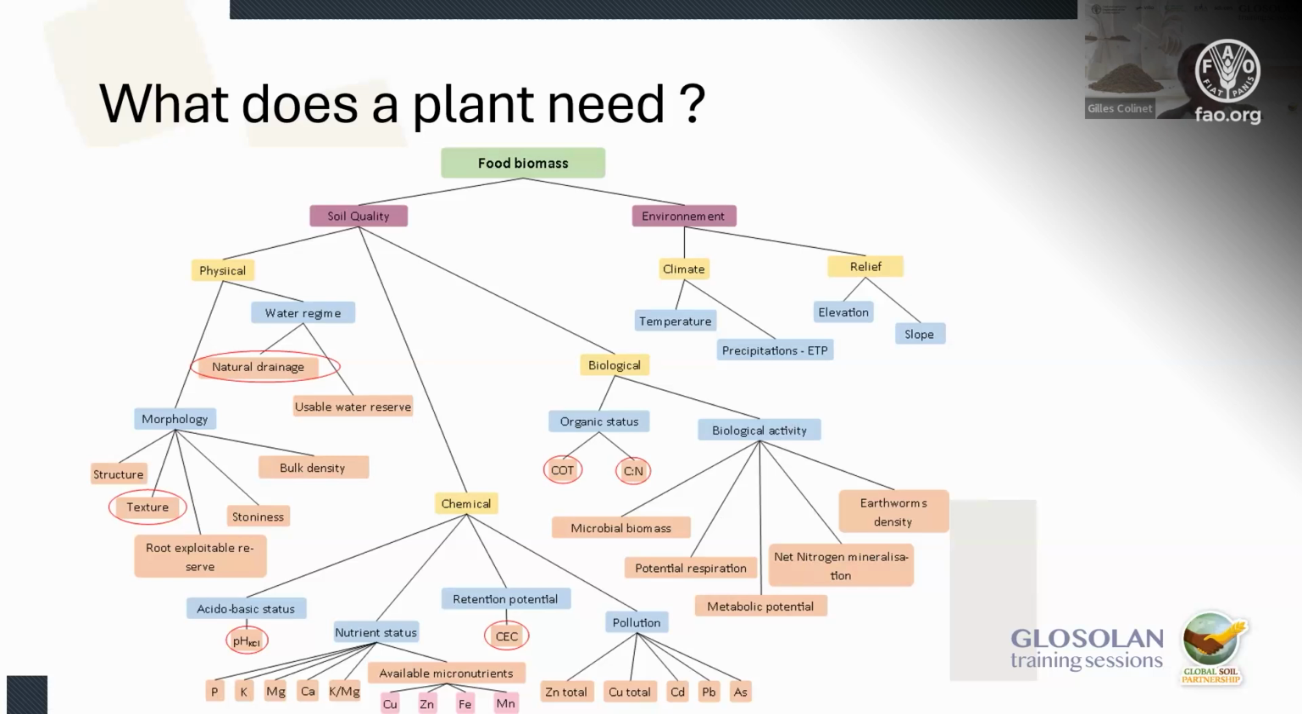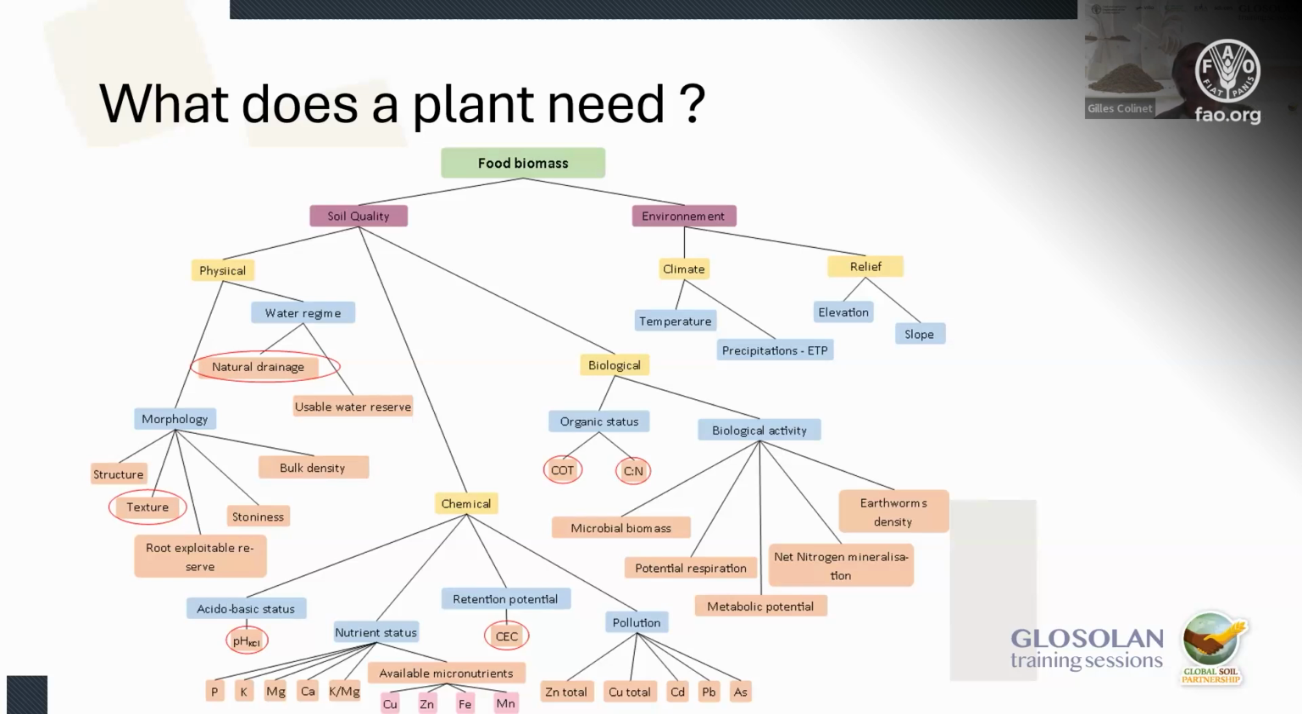But often you don't have access to all the parameters, and so you need to define a minimum data set, which is the minimum number of parameters that you need in order to be able to interpret. And they are circled here in red.